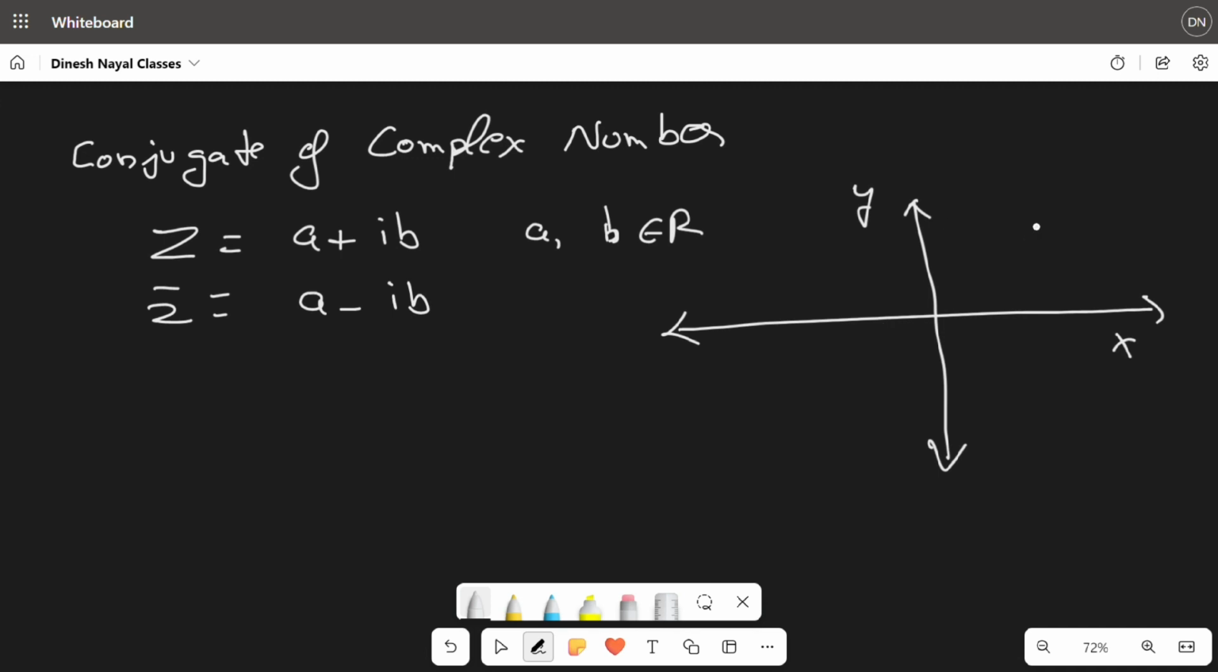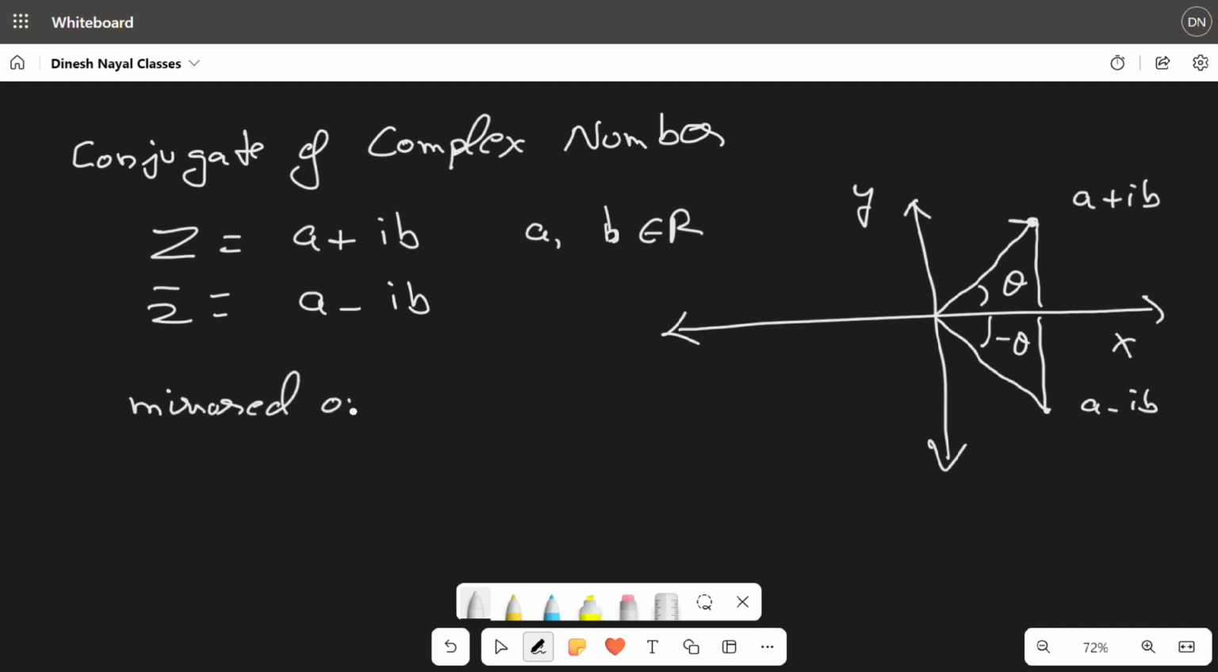Now if this represents a complex number a plus ib, with argument theta, then a minus ib will be over here, with the same distance, but this angle is minus theta. So we can consider the conjugate of a complex number to be mirrored on the x-axis. We can consider the conjugate as a reflection on the x-axis.